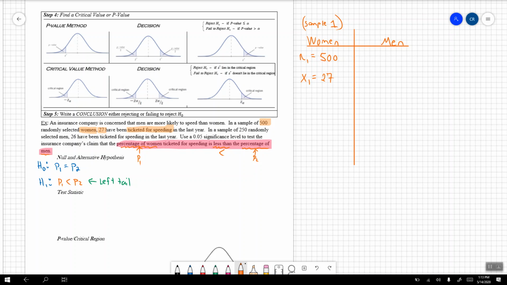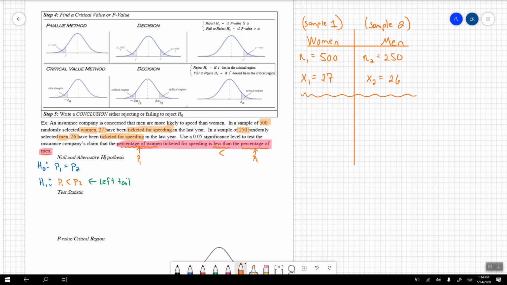For the men, how many men were sampled? Well, in a sample of 250 randomly selected men, 26 have been ticketed for speeding. Okay, awesome. So here we have sample 2. Sample 2, this is n sub 2, and this is going to be 250, and x sub 2, meaning the favorable outcome that we're observing, was 26 of them. All right, so now that we have this, let's start extracting everything else that we need. Now, I'm actually done with this piece right here. That's the information that we extracted.